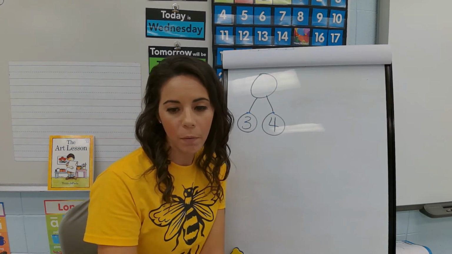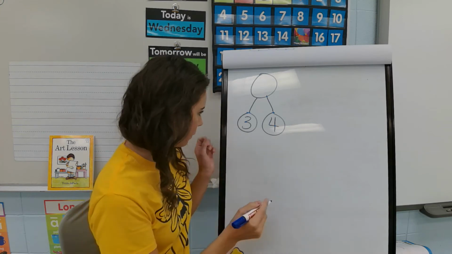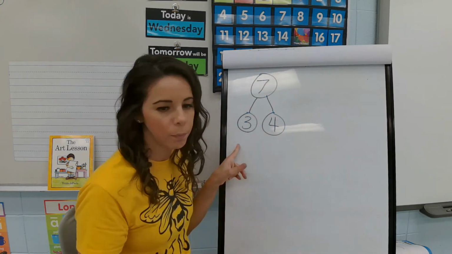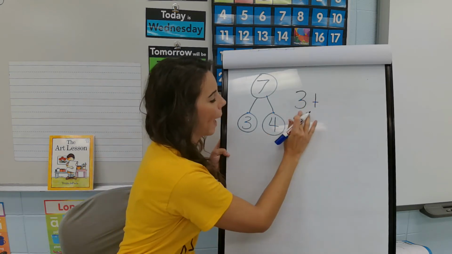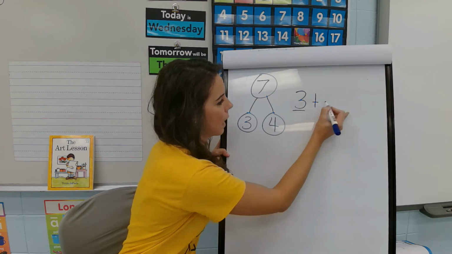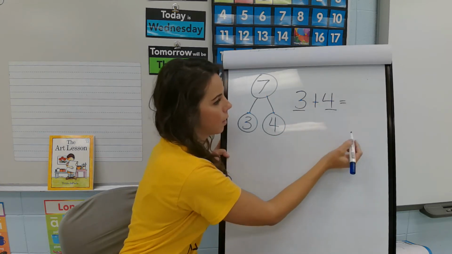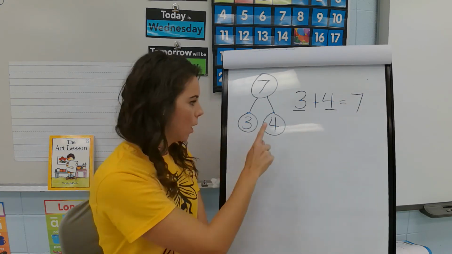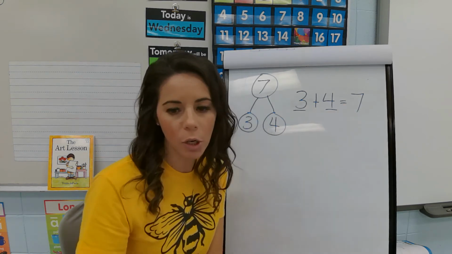All right, Bed here, give us the answer and tell us how you got it. Go ahead. 7. What did you do? Okay, you added 3 plus 4 to equal 7. Okay, your brain said, I know 3 plus 4 equals 7. Okay, use your number sentence.